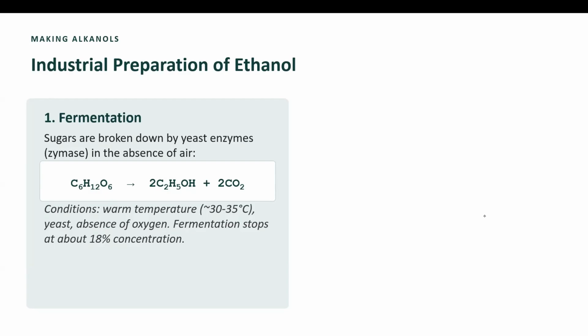Now, pay attention to the conditions. A warm temperature between 30 to 35 degrees centigrade. Okay? Then the presence of yeast. Remember, the yeast is not the enzyme. Yeast contains the enzyme. And what's the name of the enzyme?